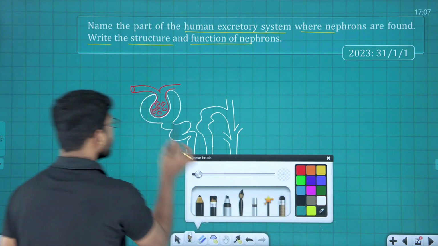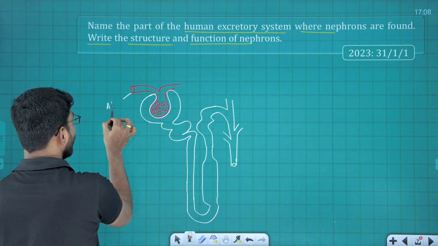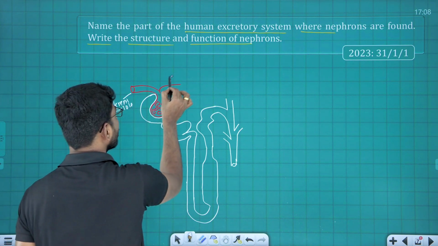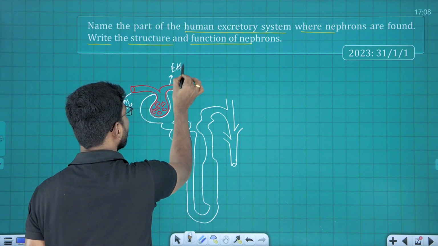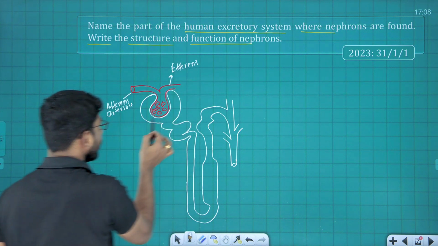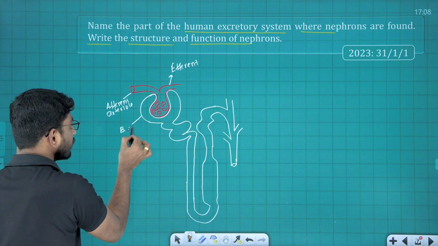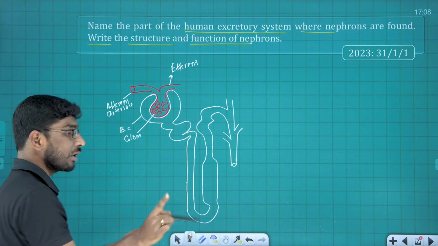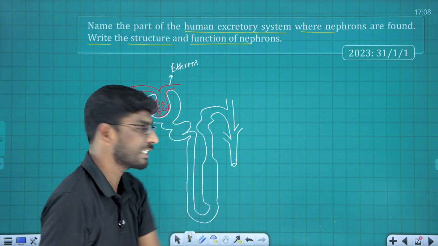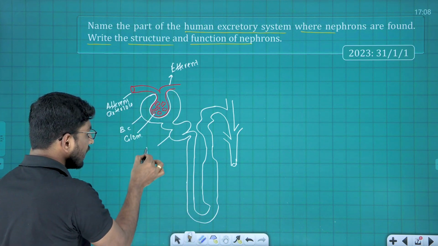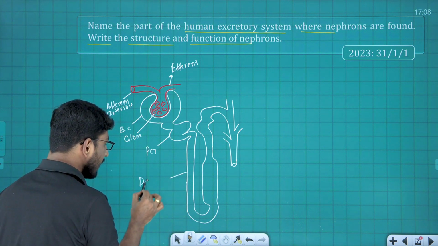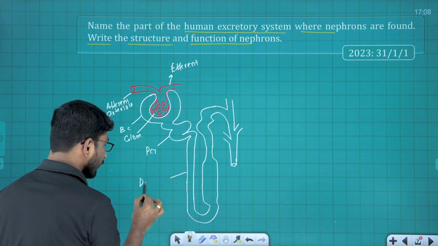I'm writing, this one is called the afferent arteriole. The one which comes out we call the efferent arteriole. This one is called Bowman's capsule and this one is called glomerulus, where filtration of blood and formation of filtrate takes place. This one is the PCT, proximal convoluted tubule. This one is called the descending limb of loop of Henle.